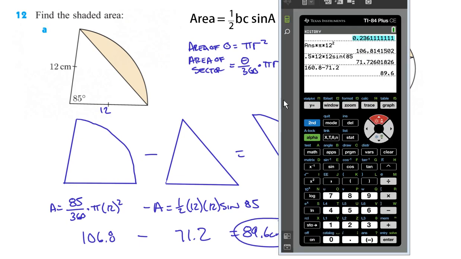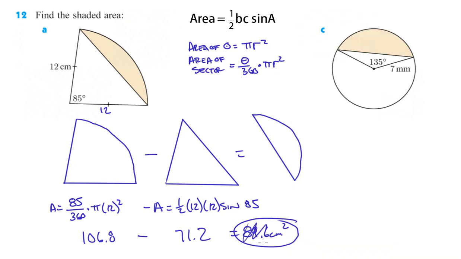Of course, looking back at this, I put in 160.8 instead of 106.8, so let's try that again. 106.8 minus 71.2. Oh man, what happened? Let's try this. 106.8 minus 71.2 gives us 35.6. That looks a lot better than 89.6. I thought that looked a little bit big. So 35.6 square centimeters. Okay.